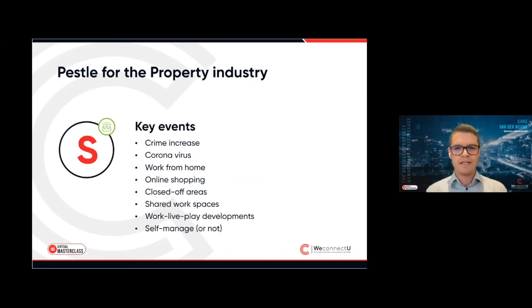Thirdly, social events. Increased crime, without any doubt, together with economic factors, has been driving growth in community schemes, I should say security community schemes. And the current key trend, work from home and online shopping, has definitely placed pressure on the retail and office space property segments. I've seen on the news that some landmark office spaces are currently being converted into residential units. So there are things to consider there as well.